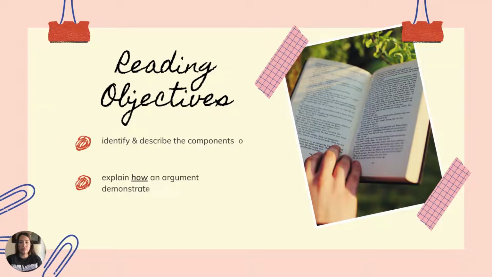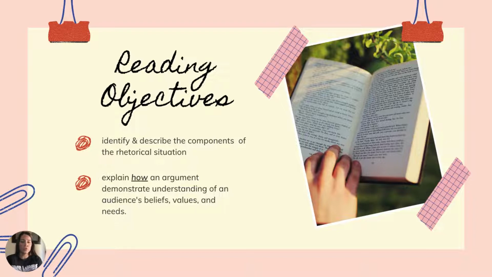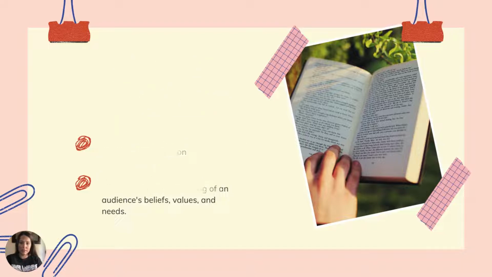The reading skills objectives we are working to master with the knowledge from this lesson is first to identify and describe components of the rhetorical situation, and then eventually use this knowledge of the rhetorical situation to develop the ability to explain how an argument demonstrates understanding of an audience's beliefs, values, or needs. In other words, we need to be able to identify the rhetorical situation before we can analyze an author's choices.